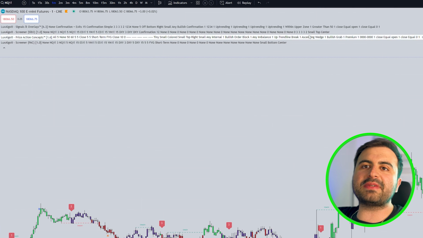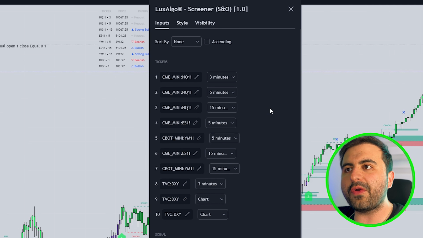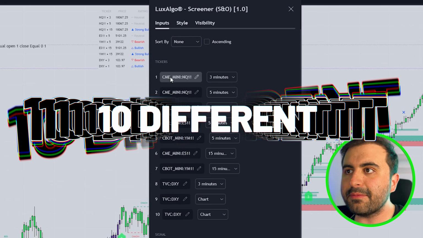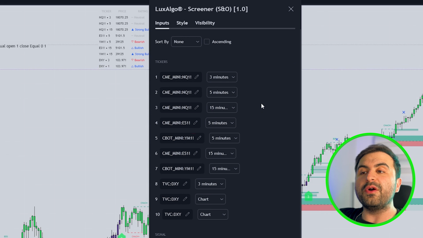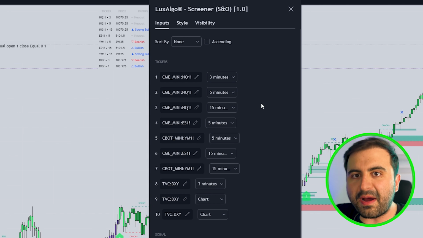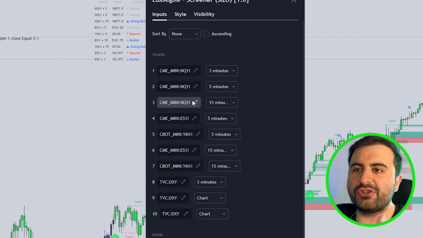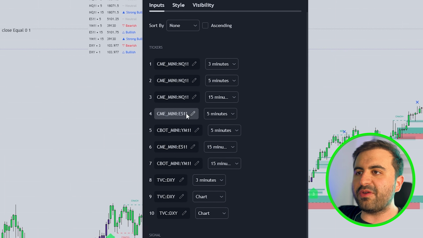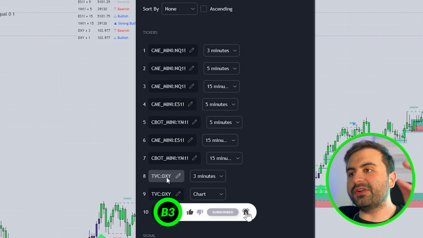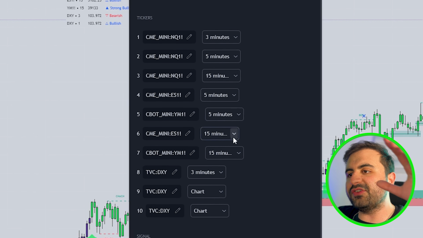Now let's deep dive into settings. Let's click on the screener for signals and overlays and let me show you how I use it. It gives you the ability to watch 10 tickers at the same time on different time frames, which is breathtaking, because now you will be able to watch the whole market in one chart. Here I put in NQ, which is Nasdaq futures, S&P 500, Dow Jones, and other indexes. So the 3-minute chart, the 5-minute chart, the 15-minute chart, and it goes on like this.